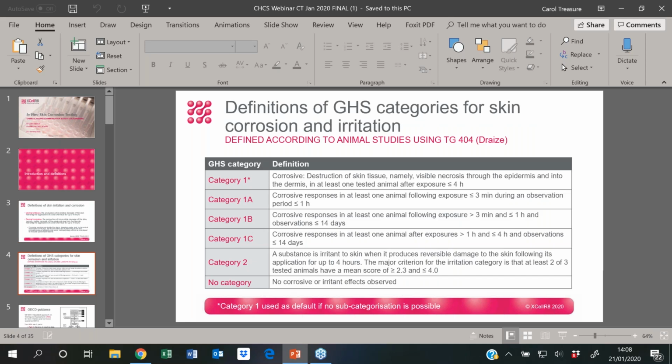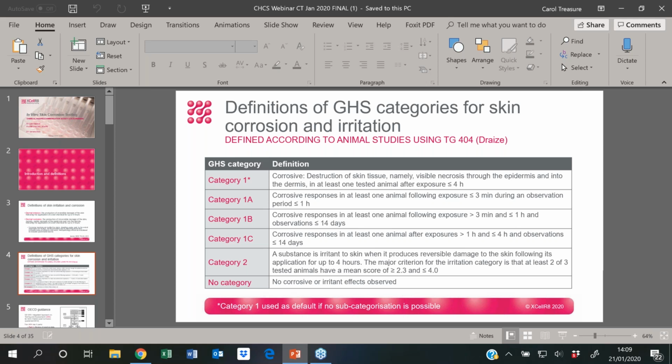And the other definitions I just thought I would show for clarity before we move on to talk about testing are the GHS categories for skin corrosion and irritation. And these have been defined according to the animal studies, which would have been using Test Guideline 404, which is the Draize test. And that's why there's references here to the animal responses. So category 1 is corrosive, and that describes the destruction of the skin tissue in at least one animal after exposure of less than 4 hours.